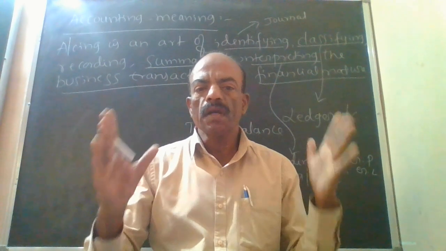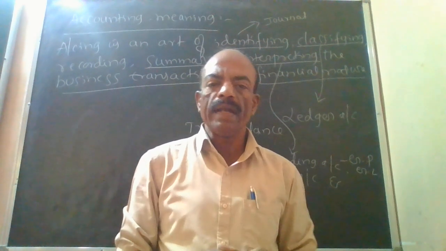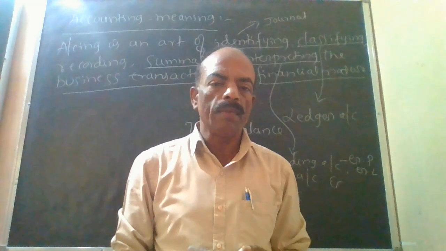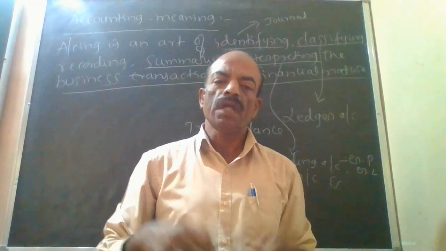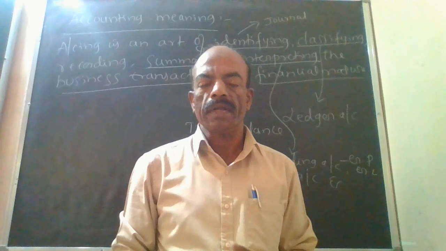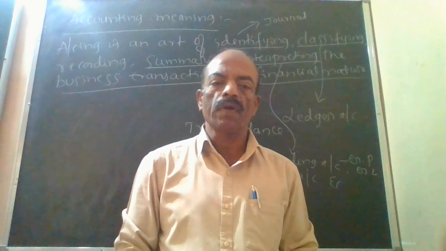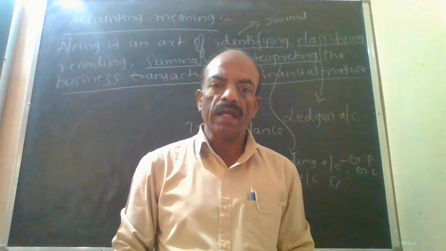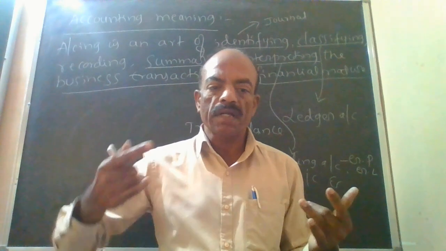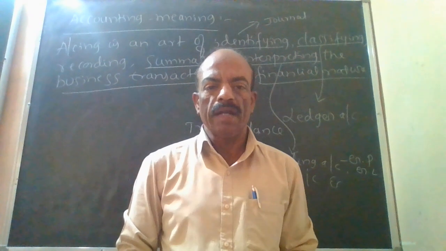So this is the meaning of accounting. This definition is purely based upon the double entry system of accounting. There are two systems of accounting: single entry system and double entry system. Before understanding the single entry system and double entry system of accounting, we have to understand certain terminologies which are used in accounting. What are those terminologies? Let us understand.